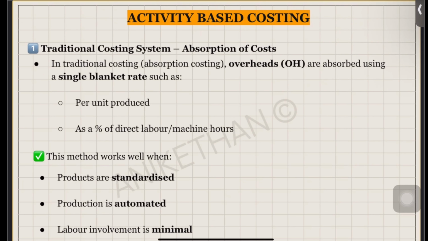With this, what happens? If there is a standard production, let's say you are producing only pens or only mobiles, then this is okay. This is an easy process. Calculating the overhead rate is easy. You calculate it once per year. Then for the units produced, you multiply either per unit or per hour, and that gets absorbed. Correct? This is what you do in your traditional costing.